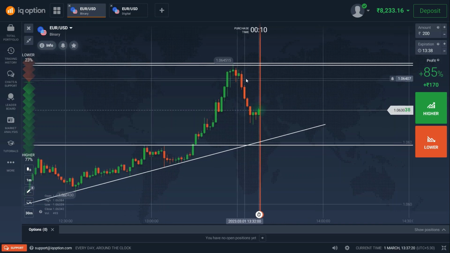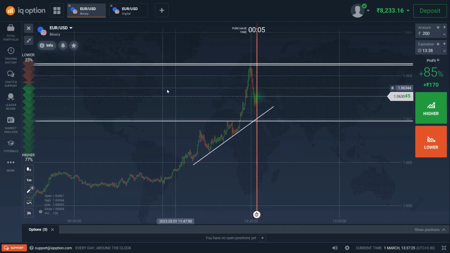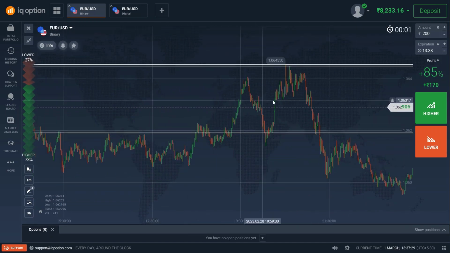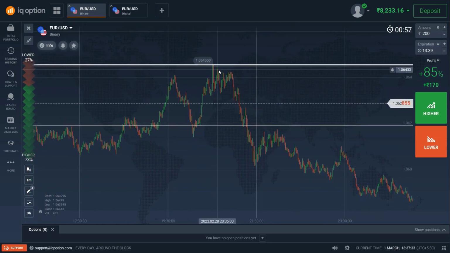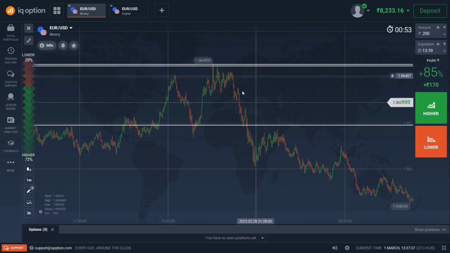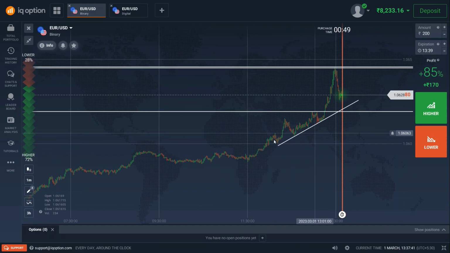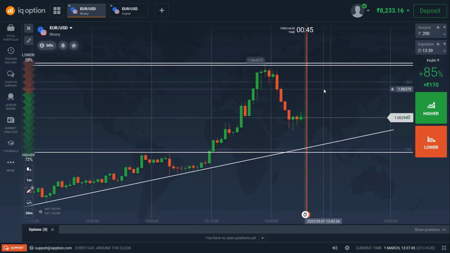So as you can see, I marked these levels, which was a strong resistance level. This was the market's previous high. So this was the highest level, and from where the market started falling down again. So this was a very strong resistance level, which gave me a confirmation or an indication that the market can reverse.